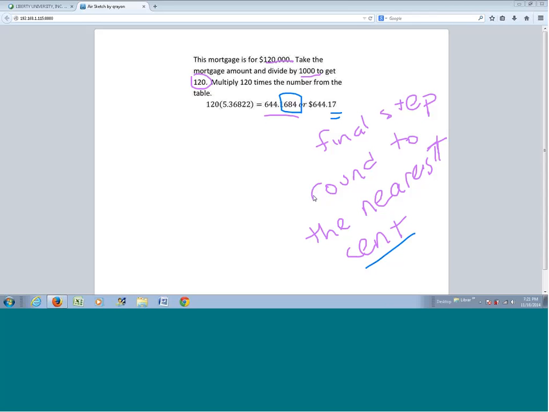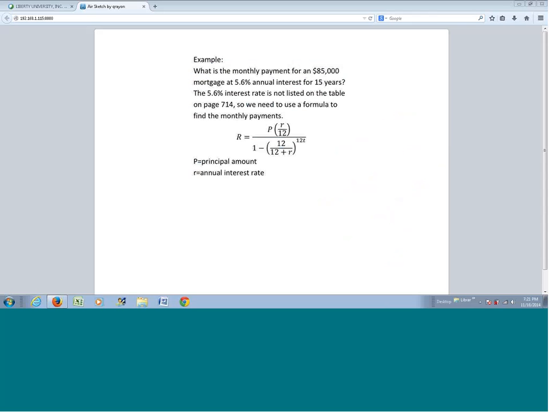Okay? So the table is very useful for this because all you have to do is take the mortgage, divide by 1,000, and then multiply that number times the number from the table that's in your book. Let's do another mortgage example. This one says, what's the monthly payment for an $85,000 mortgage at 5.6% annual interest for 15 years?